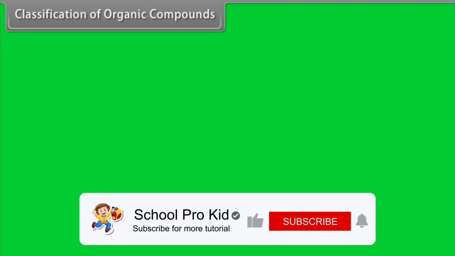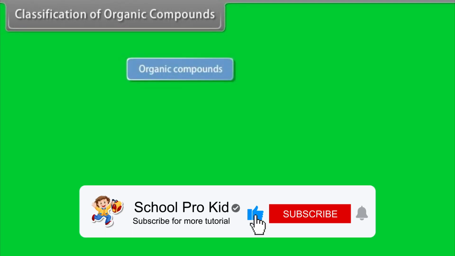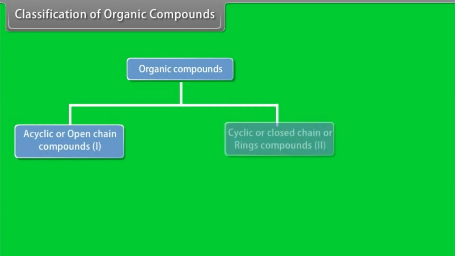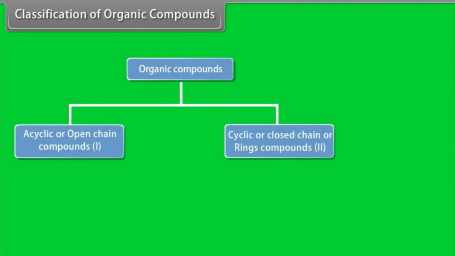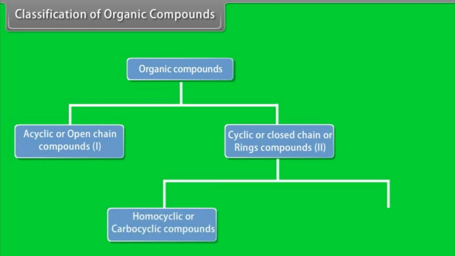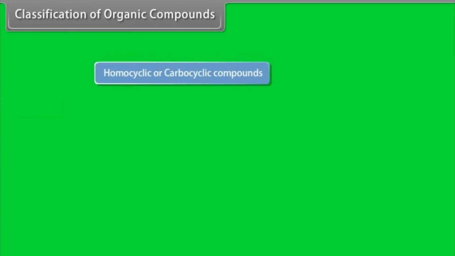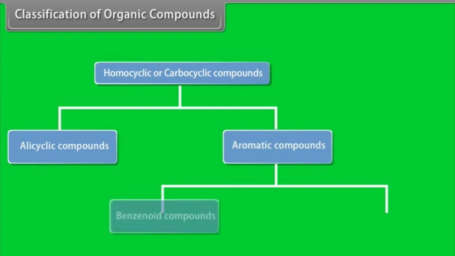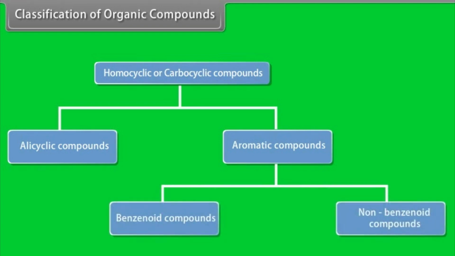Classification of organic compounds. Organic compounds can be grouped into acyclic or open chain compounds and cyclic or closed chain or ring compounds. Cyclic compounds can be further divided into homocyclic or carbocyclic compounds and heterocyclic compounds. Homocyclic can be further divided into alicyclic and aromatic compounds. Aromatic compounds can be further divided into benzenoid and non-benzenoid compounds.